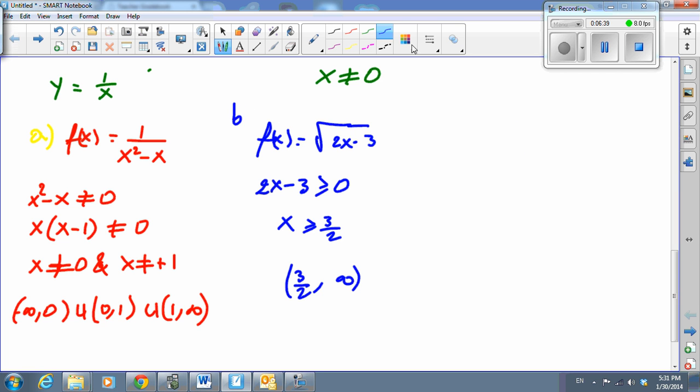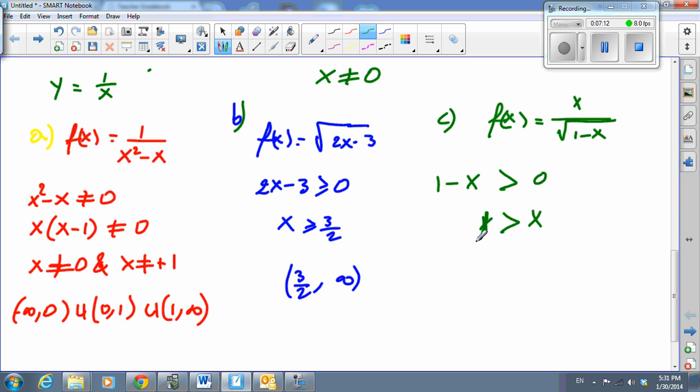And that's B. And the last one, which will be C, I will give you f of x is equal to x over square root of 1 minus x. This one is combining the two rules here. If I combine those two rules, it's on the bottom, so 1 minus x cannot be equal to 0, but yet it's also inside a radical. So I will just say greater than 0. Or I can say 1 is greater than x. So my interval is from negative infinity till 1 with parentheses because it's greater.